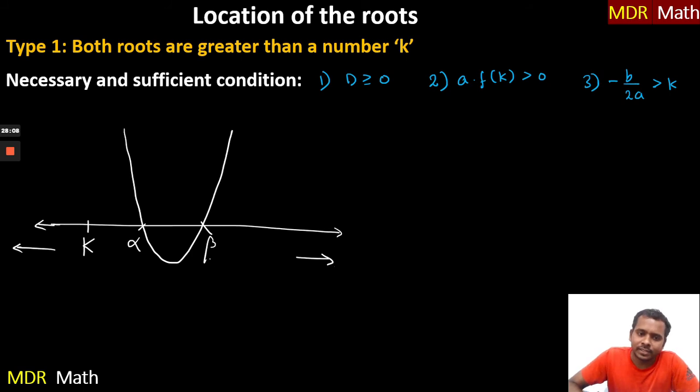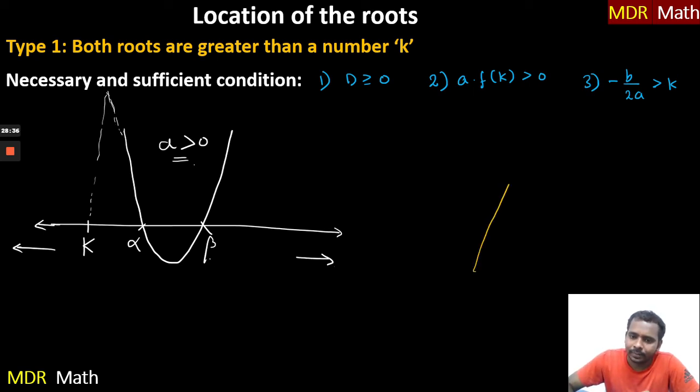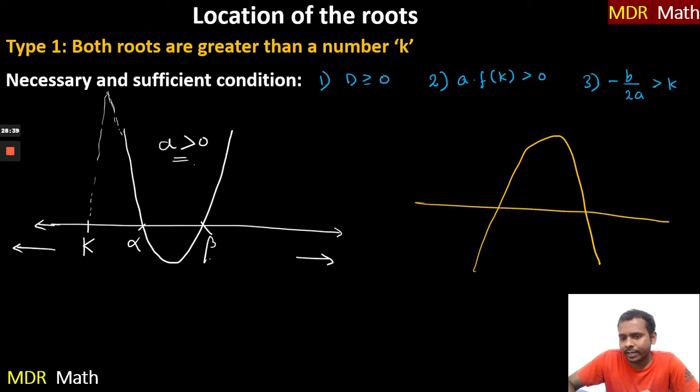Now to get the necessary condition, what is your f of k? At k, what is the value of y here? It is going upwards, so it is above the x-axis. Above the x-axis, y is positive. So your f of k is positive, and this is the case a greater than 0. Let's see what happens if you take a less than 0. So let me take one more curve where a is less than 0. Let's say this is alpha and this is beta, and both alpha and beta are greater than k.